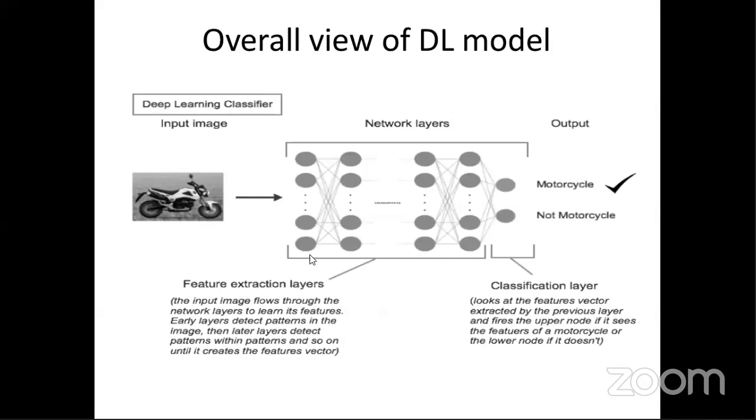So network layers are there. We'll be talking about network layers. What about these neurons and everything? I'll be giving you a brief introduction. So these are all the network, the deep learning model.